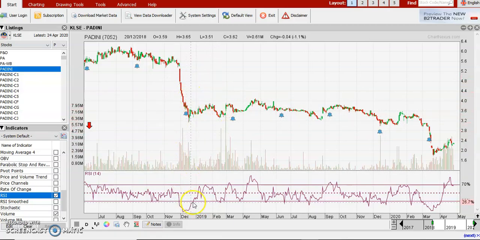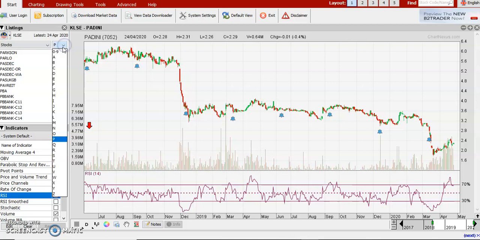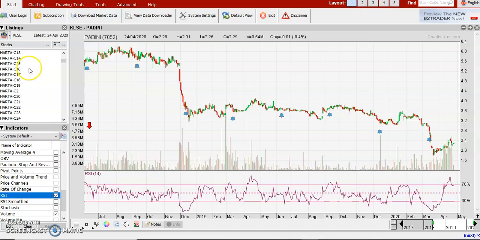Okay, for example, here it shows a buying signal. However, when we look, okay, yes, you can buy, but with a very small opportunity to make profit. So my advice, whenever you want to use RSI, you need to check the price trend first. Okay, let's move to another stock that may show an uptrend. Okay, maybe we choose Harta.